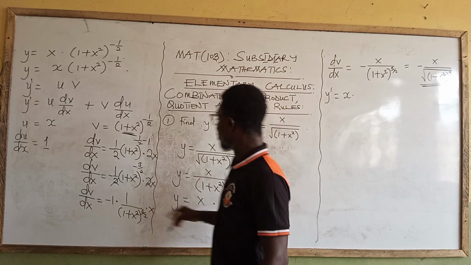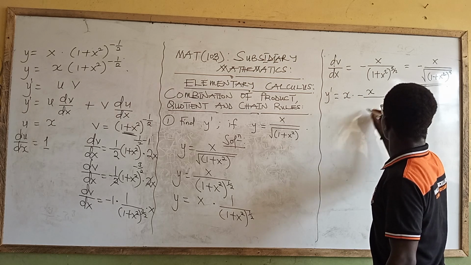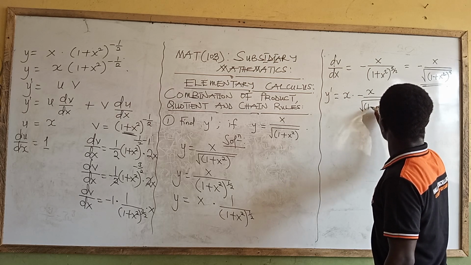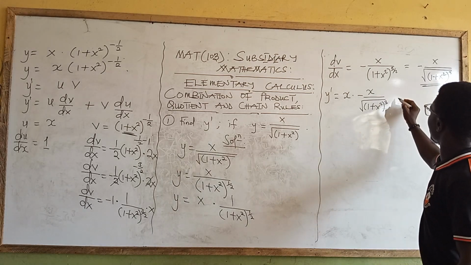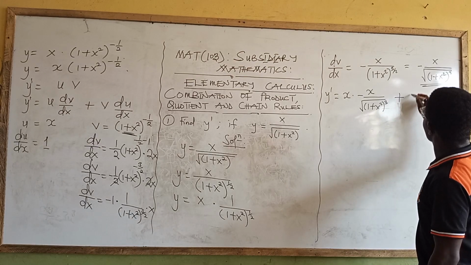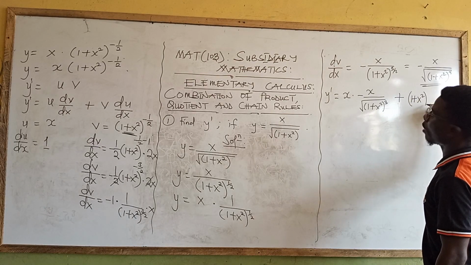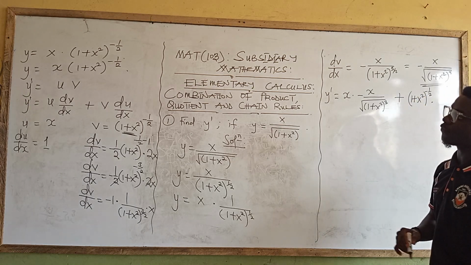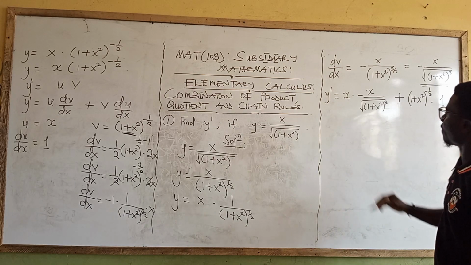Times the differential of u with respect to x, which is negative x all over the square root of (1 plus x squared) exponent 3. Then plus, what is v? Our v is (1 plus x squared) exponent negative half, times our differential of u with respect to x, which is 1. So we have this.